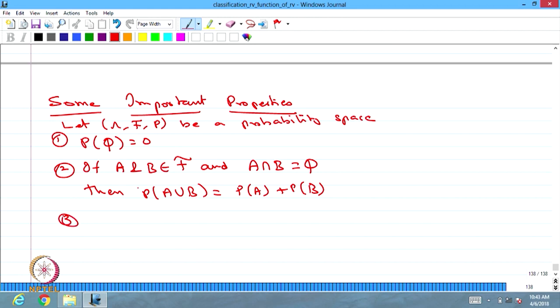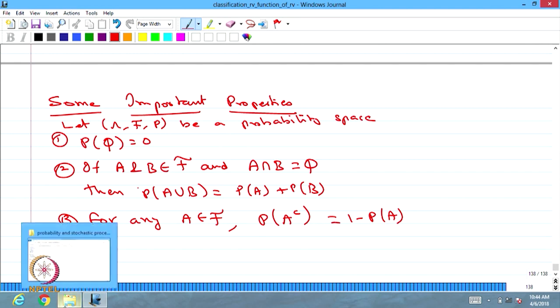Third result: for any event A belonging to F, P of A complement is the same as 1 minus P of A. If you know the probability of A, and you want to find out the probability of A complement, that is the same as 1 minus P of A. The same concept is used to find out the probability of the empty set is 0 also.